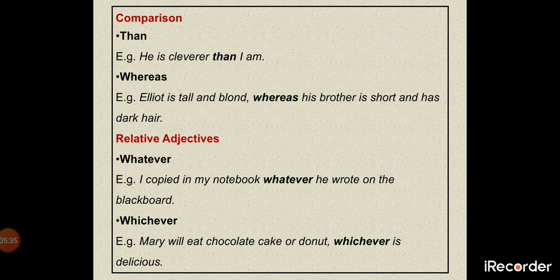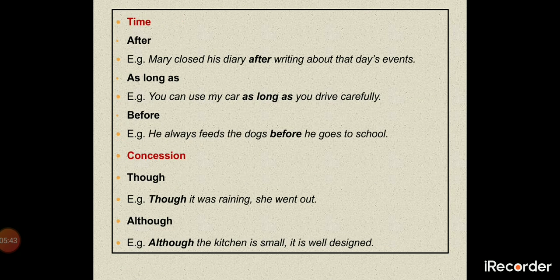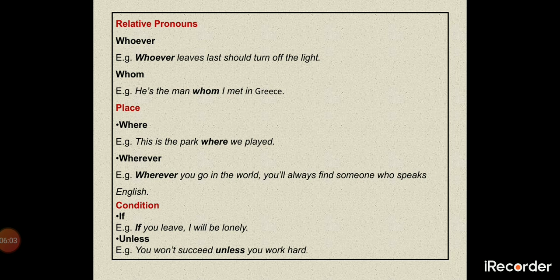Subordinating conjunctions are also used as relative adjectives to join two clauses together; whatever, whichever are the relative adjectives. These subordinating conjunctions are also used to indicate time; after, as long as, before are the conjunctions to indicate time. These are also used for concession, and as relative pronouns; whoever, whom are the relative pronouns that are used in the sentence. To indicate place, where, wherever are used here.